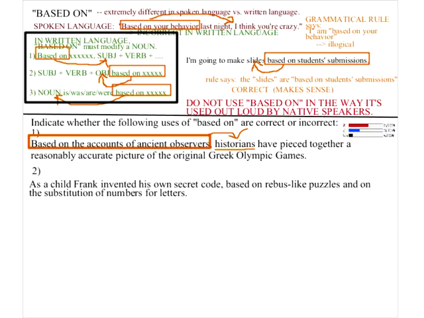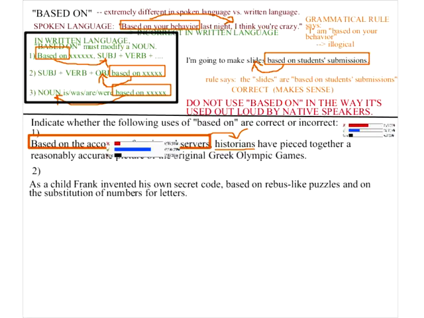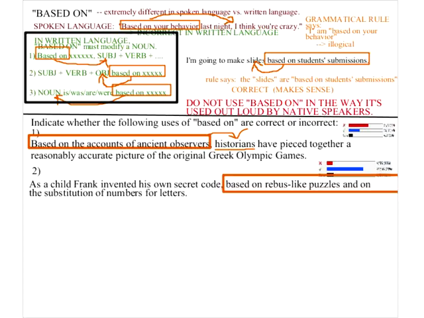Okay, nicely done. Here's your statistics. Most of you got this correct. This is just fine. The way this works, this is like number 2: subject, verb, object, based on something. So what is based on rebus-like puzzles and on this other stuff is the code. The secret code is based on rebus-like puzzles. The nearest noun.